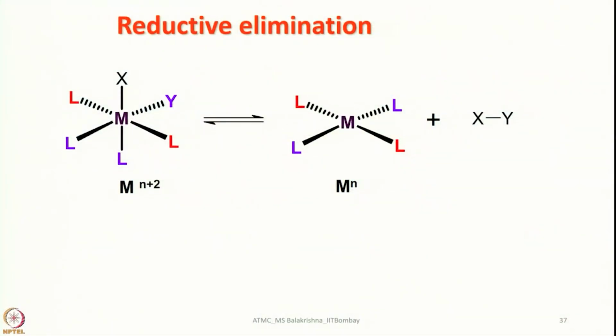Now let us look into the reductive elimination. So far we discussed oxidative addition, and two types of oxidative addition we saw. Now let us look into the reductive elimination. So this is a typical reductive elimination process. To begin with, we have an n+2 state and six coordination, and it may be an 18 electron species. Now after reductive elimination, what happens?